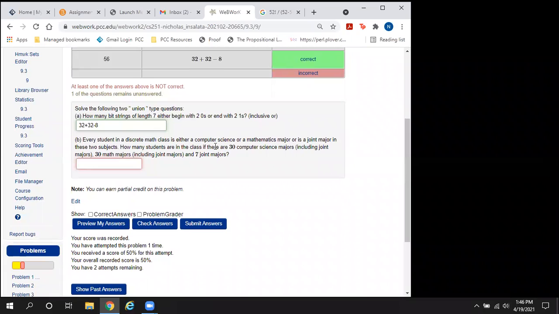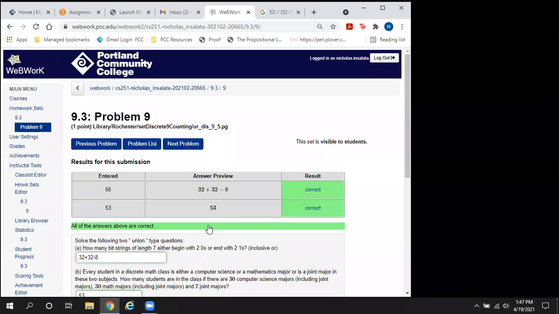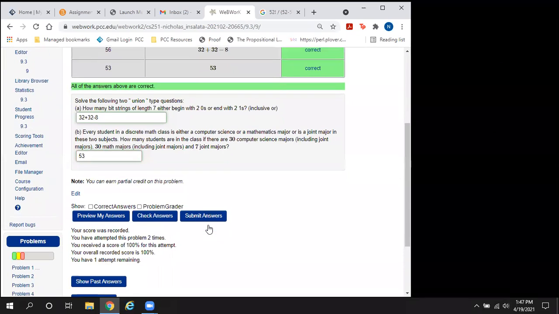Every student in a discrete math class is either a computer science or math major or joint in both subjects. How many students are in the class if there are 30 CS majors, including joint majors, 30 math majors, including joint majors, and 7 joint majors? What do you guys think? 53, because it'd be 30 plus 30 minus the one that we double counted, which is 7 of them. There we are. Okay, any other questions there?